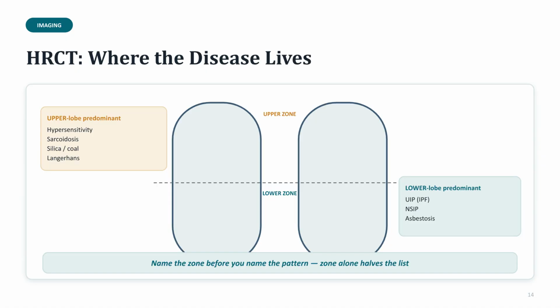High-resolution CT of the chest is the center of the workup, and distribution is the first read. Look top to bottom. Upper lobe predominant disease suggests hypersensitivity pneumonitis, sarcoidosis, silica, and coal dust, and Langerhans cell disease. Lower lobe predominant disease suggests the two big fibrotic patterns, UIP and NSIP, and asbestosis. Before you name a pattern, name the zone, because zone alone already has your list.